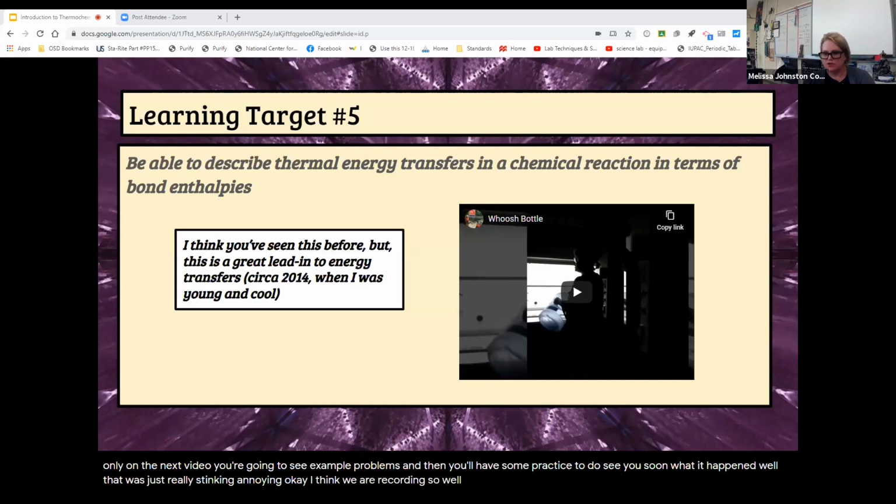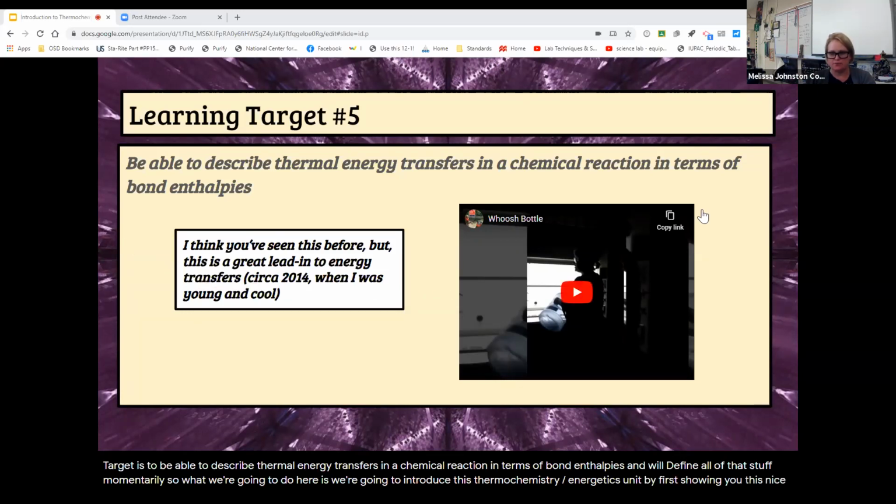So, welcome to learning target number 5. The purpose of this learning target is to be able to describe thermal energy transfers in a chemical reaction in terms of bond enthalpies. And we'll define all of that stuff momentarily. So what we're going to do here is introduce this thermochemistry/energetics unit by first showing you this nice little video.